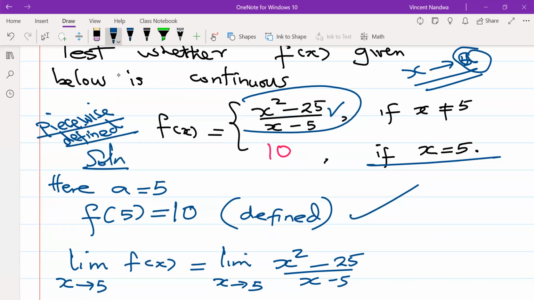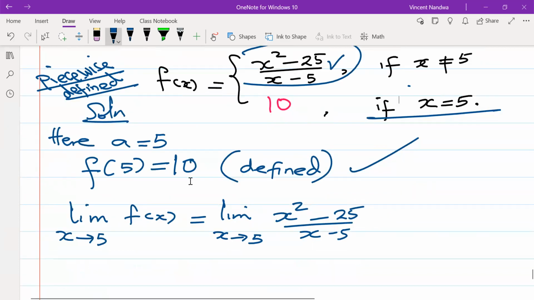So this is one function defined by two different formulas on its domain. It is 10 whenever x is 5, and when x is not 5, then this is what we have. How do we evaluate this limit? By which method? Yes, explain.